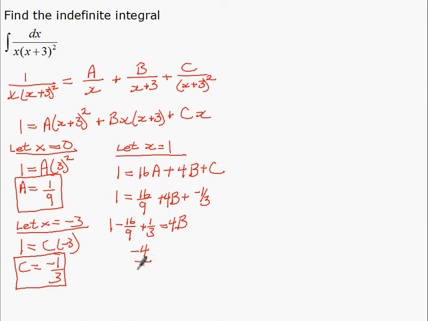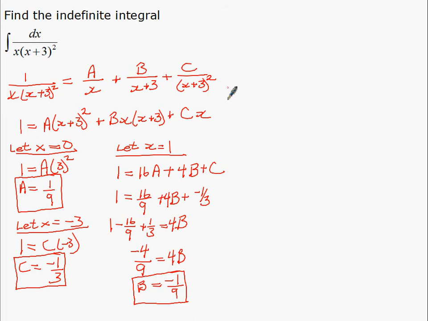Let's work through that again. 1 is 9 over 9, so 9 minus 16 is negative 7, plus 3 is negative 4, and common denominator is 9, equals 4B. Divide both sides by 4, and we find that B equals negative 1 over 9. So there's A, B, and C.